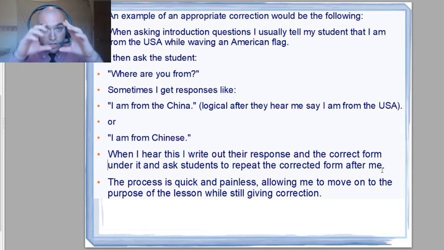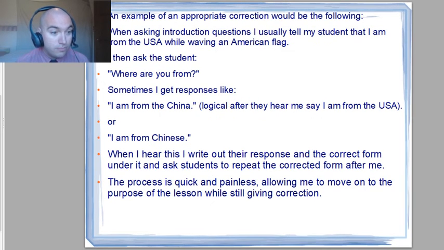Sometimes I'll even just say, "know the," in parentheses, so they'll get the idea. The process is quick and painless, and it allows me to move on to the purpose of my lesson, whatever that is. I still give the correction, though.